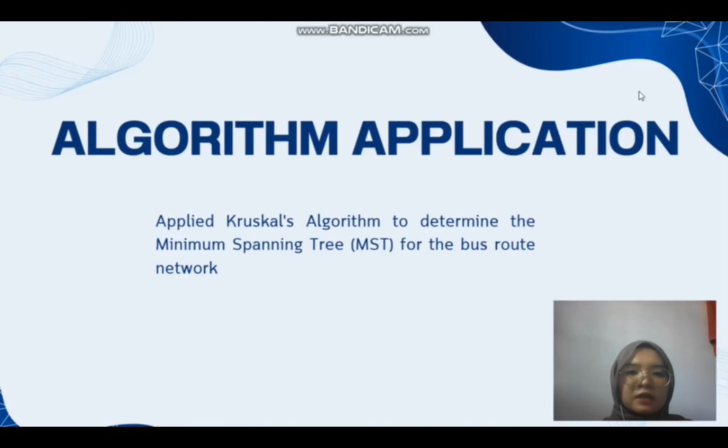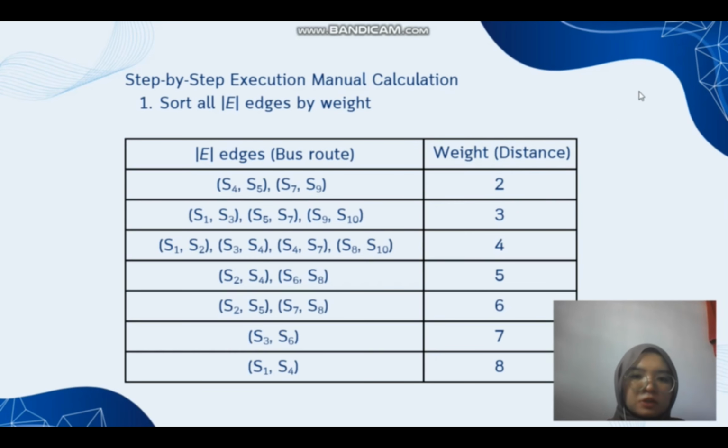Okay, next is the algorithm application. We applied Kruskal's algorithm to determine the minimum spanning tree for the bus route network. The first step is to sort all possible bus routes according to their distance, from the shortest route to the longest one. The algorithm always considers the shortest available routes first because our objective is to minimize the total travel distance. So here is the list of the edges and also the weights.